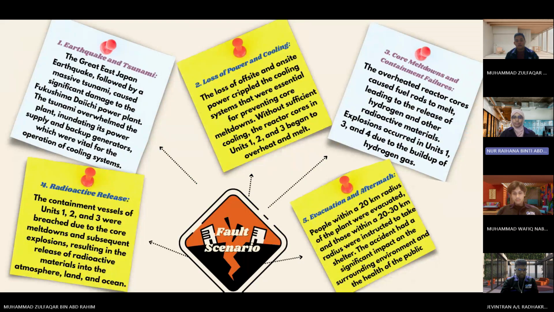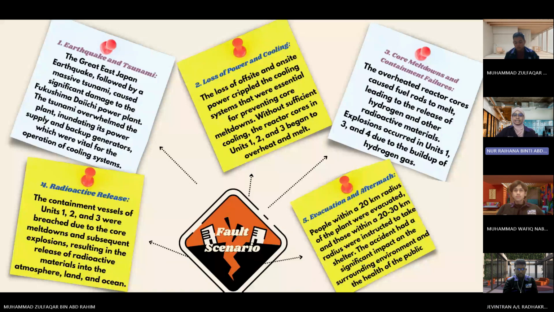The third one is core meltdowns and containment failures. The overheated reactor core caused fuel rods to melt, leading to the release of hydrogen and other radioactive materials. Explosions also occurred in units 1, 3, and 4 due to the buildup of hydrogen gas. The fourth one is radioactive release. The containment vessels of units 1, 2, and 3 were breached due to the core meltdowns and subsequent explosions, resulting in the release of radioactive materials into the atmosphere, land, and ocean.